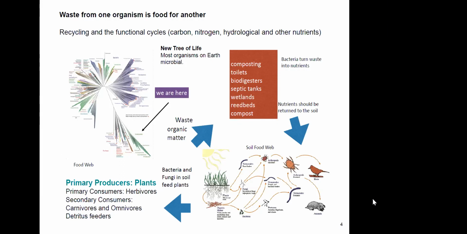So last week we found them working for us in waste treatment. So I'd like to start with the red box, where last week we saw that the bacteria were turning waste into nutrients through composting toilets, biodigesters, wetlands, reed beds, etc. And all of these nutrients that have been made for us by the microbial life should really be returned to the soil. So below that, I put a little map of the soil food web.